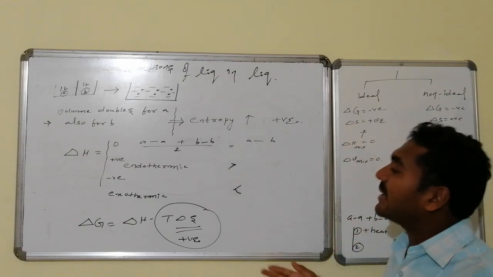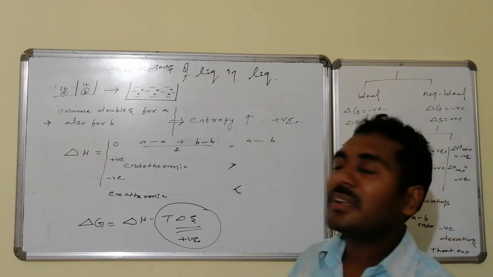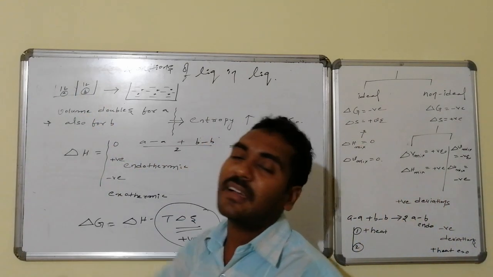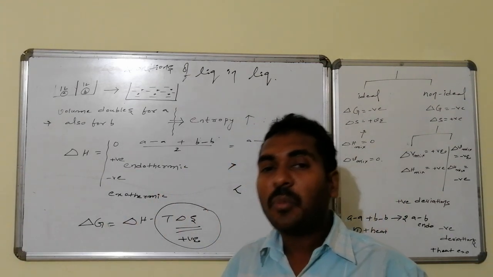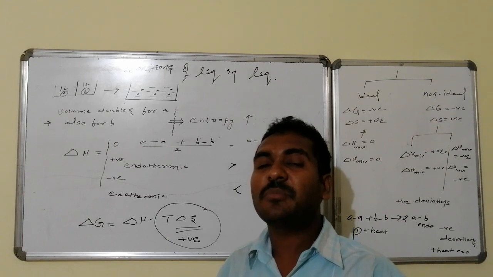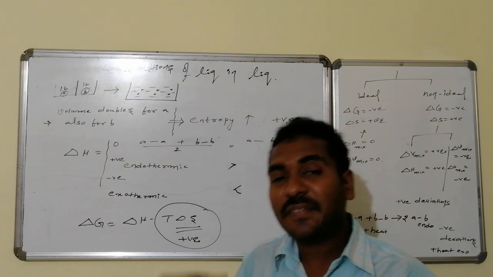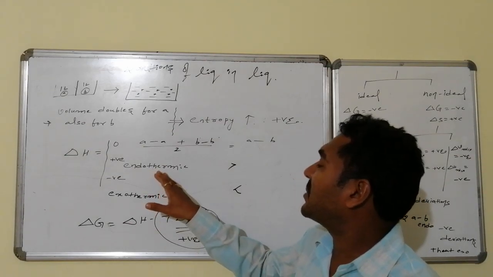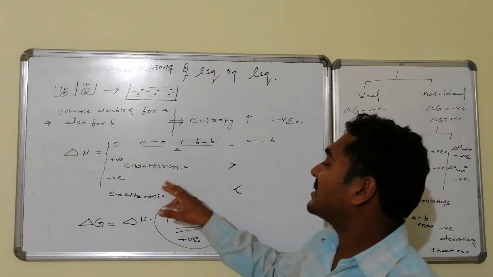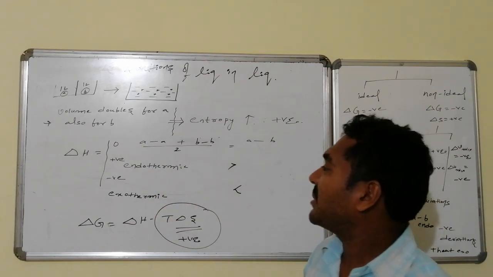Exothermic is possible when strong interactions are present between A and B compared to individual A's and individual B's. Similarly, endothermic is possible when the A combinations as well as the B combinations have more strength, more bond energy, more intermolecular force of attraction than after mixing of A and B. So this process is endothermic, and this process is exothermic.